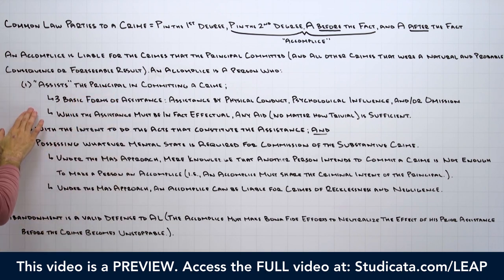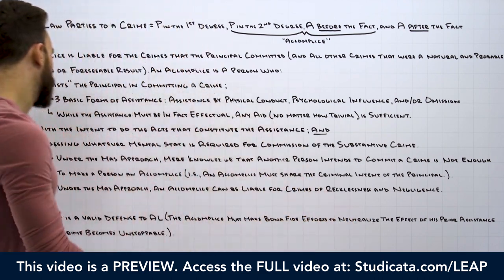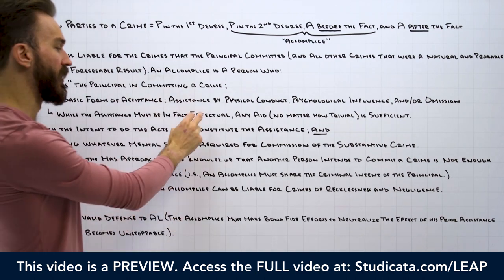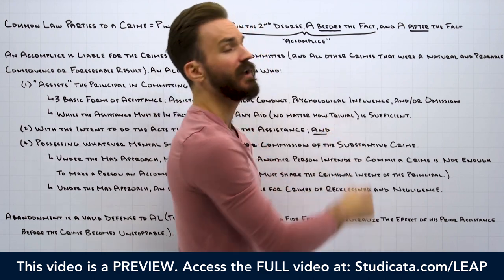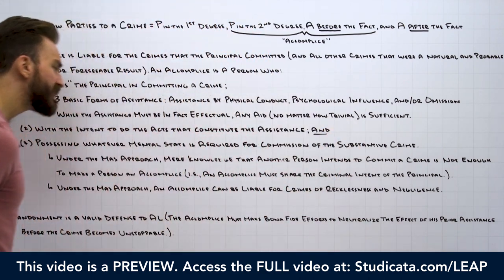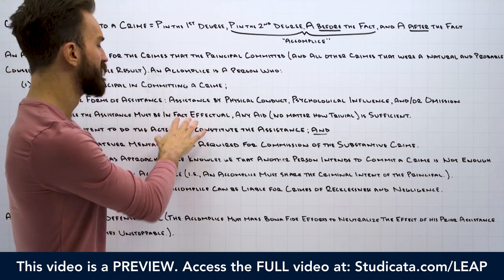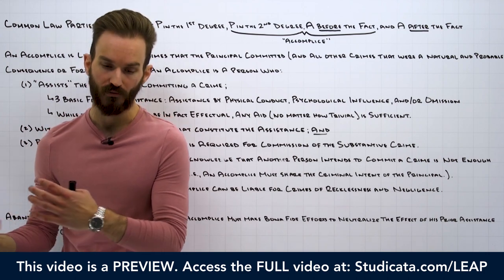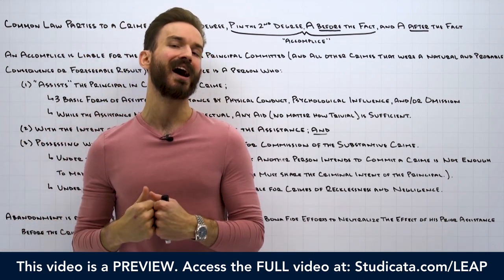Now, important to recognize when we think about how much assistance is required, the general rule is while the assistance must be in fact effectual, any aid, no matter how trivial, is sufficient. So the assistance has to have some impact. It has to have some effect on the commission of the crime. If it's 100% ineffectual, then it's not assistance.